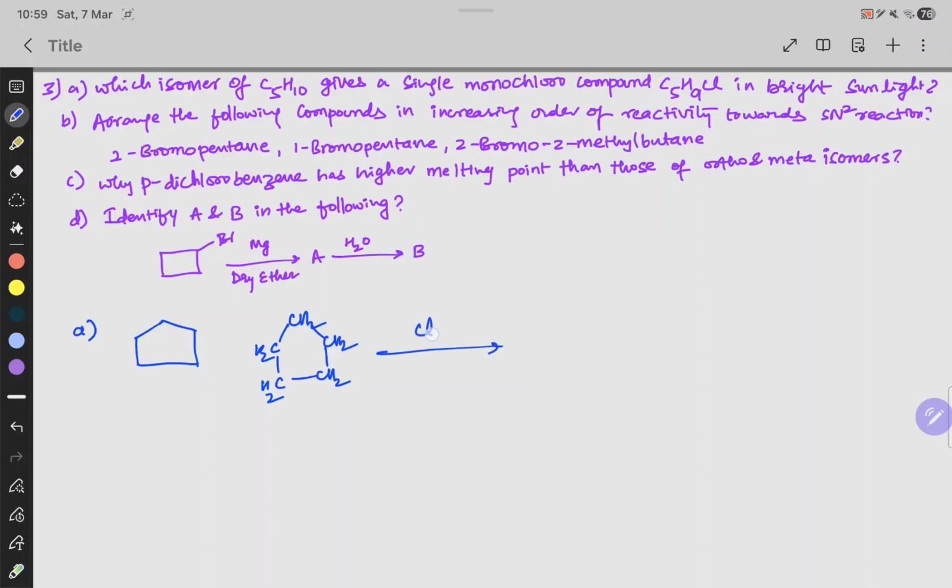So when you treat this with Cl2 in presence of h nu, anywhere you can write 1 chlorine, so that formula will be C5H9Cl. The IUPAC name of this compound, if you give the numbering 1 2 3 4 5, is 1-chloro, because it is a cyclic compound, cyclo, and 5-membered, so that is chlorocyclopentane. This will be the answer.